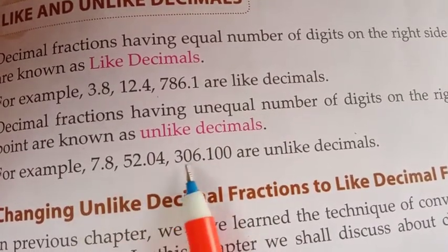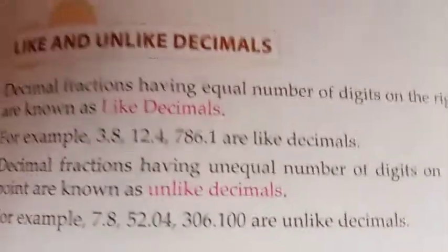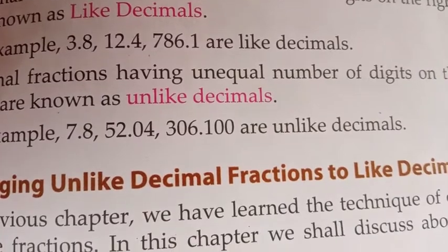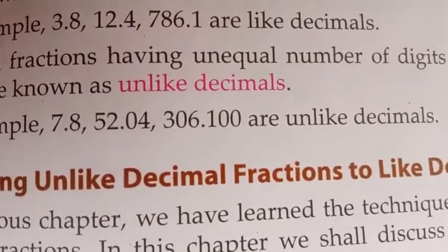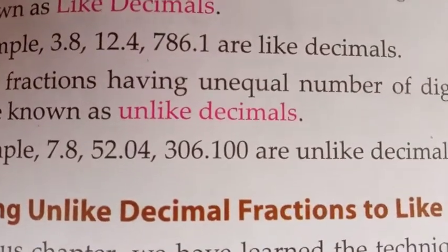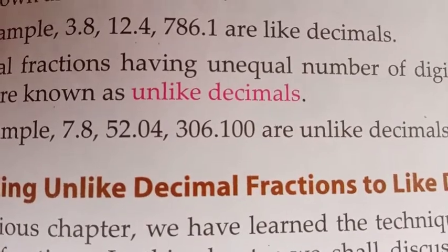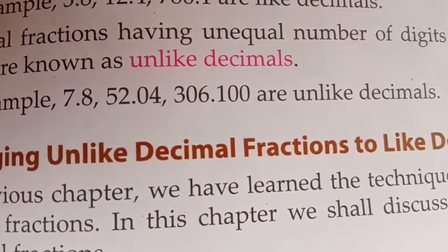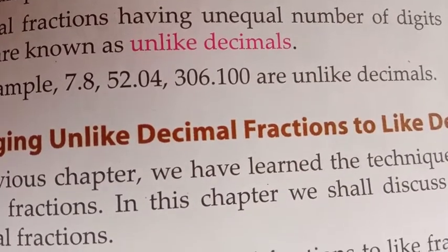7.8, 52.04 and 306.100 are unlike decimals. Changing unlike decimal fractions to like decimal fractions. In the previous chapter we have learned the technique of converting unlike fractions to like fractions. In this chapter we shall discuss changing unlike to like decimal fractions. We can change unlike decimal fractions to like decimal fractions by adding as many zeros as required.